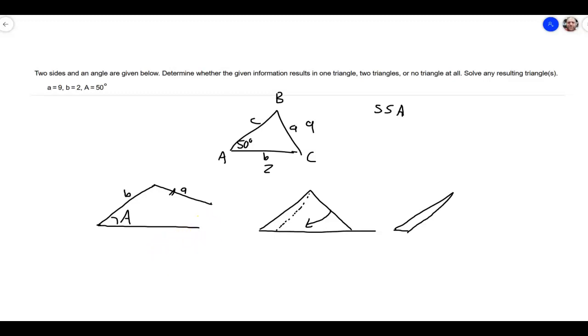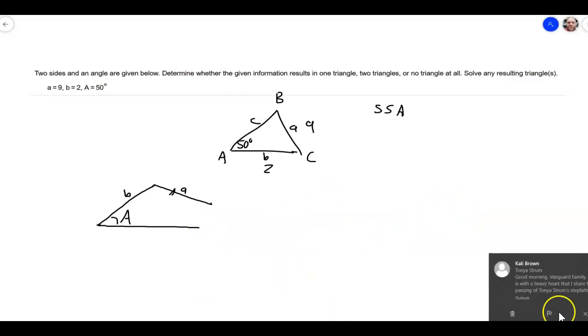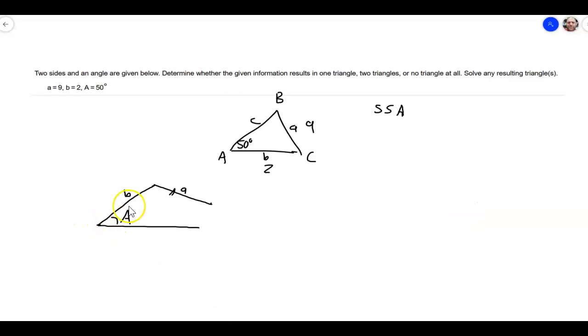Well, the way that we're going to do this, and I'm going to erase some of this so there's not so much here, is we're going to set the triangle up like this, and then we're going to find out what this height is. And the way we're going to do that is, if we know this angle here, sine is opposite over hypotenuse, so we're going to set up a sine function. We're going to find this height here, and then we're going to compare this height to this length here, and that's going to tell us how many triangles we're going to have.